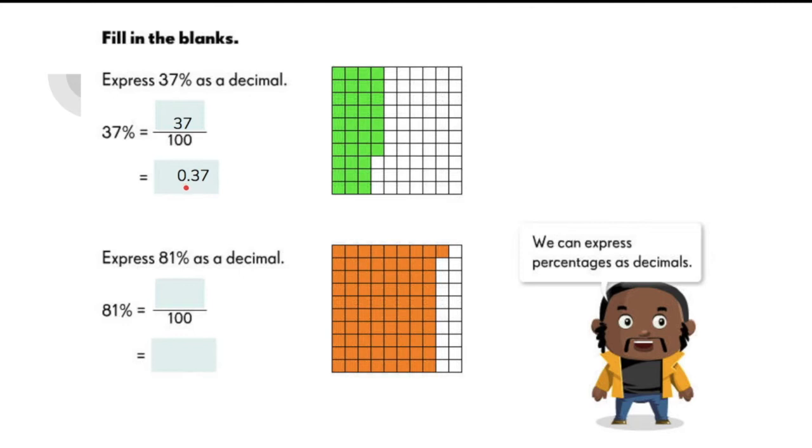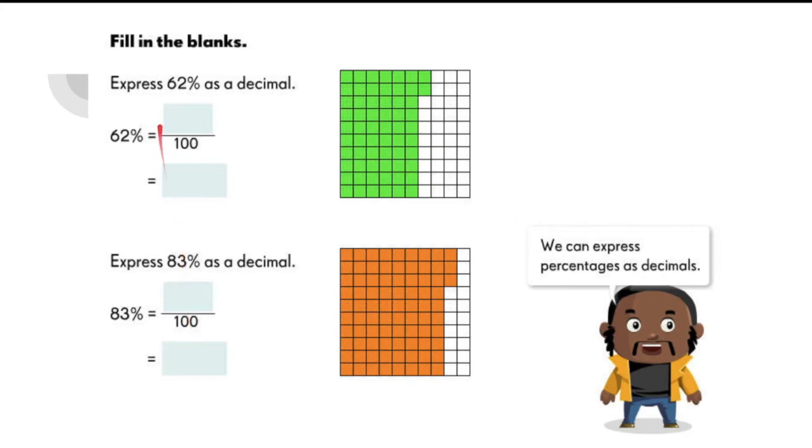Let's have a second example. Express 81% as a decimal. Again, let's convert it first into a fraction. It's equivalent to 81 over 100. Dividing the two, this will give us 0.81.